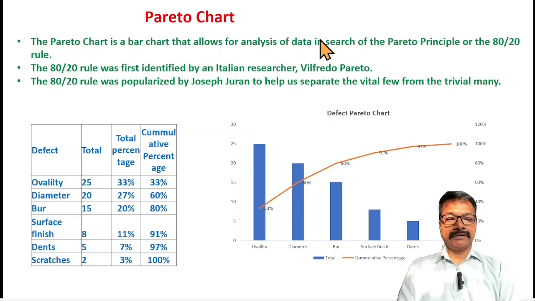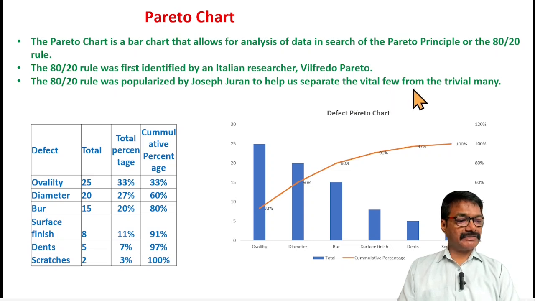Here it is. A Pareto chart is a bar chart that allows for the analysis of data in search of the Pareto principle, or the 80-20 rule. The 80-20 rule was first identified by the Italian researcher Vilfredo Pareto. The 80-20 rule was popularized by Joseph Juran to help us separate the vital few from the trivial many.